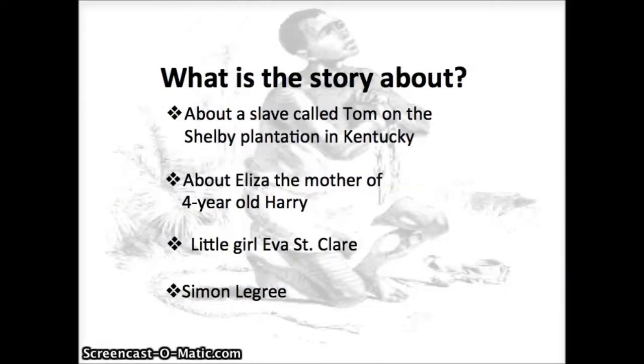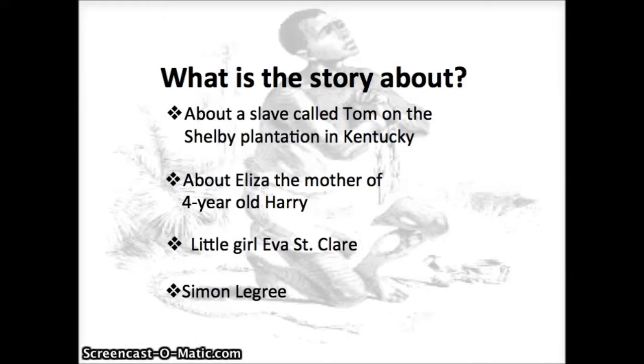What is the novel about? The novel is about a slave called Tom on the Shelby plantation in Kentucky, who has to be sold to pay for the Shelby family's debt, and about Eliza, the mother of 4-year-old Henry, who will be sold together with Tom. Eliza then takes her son Henry and flees, meets with her husband, and they escape to Canada.